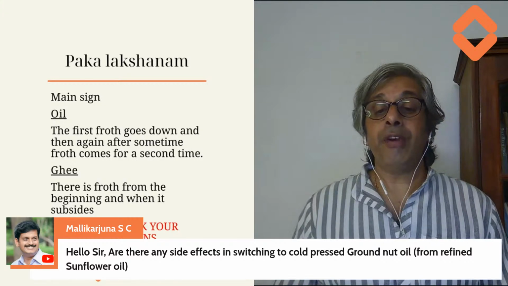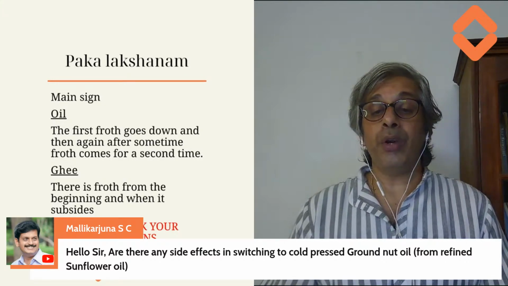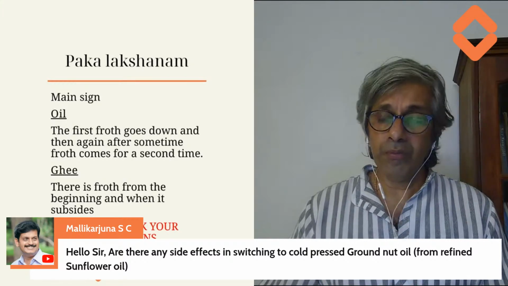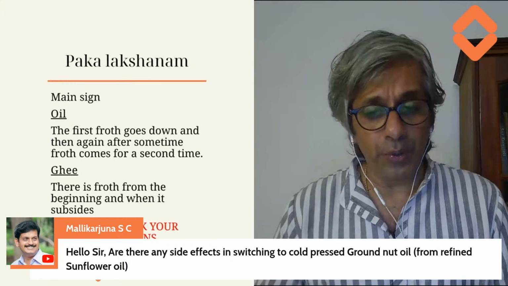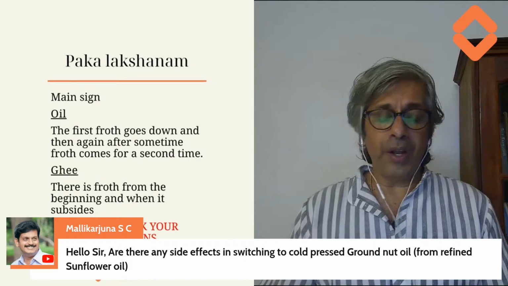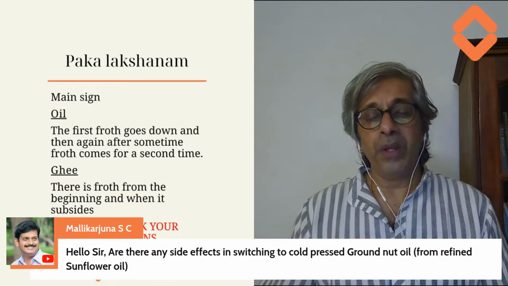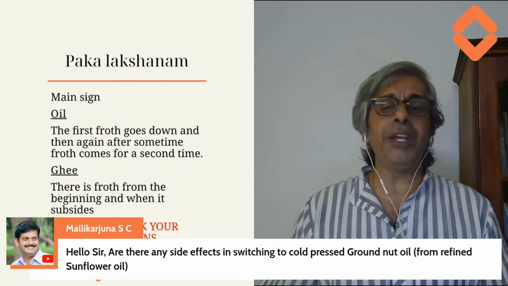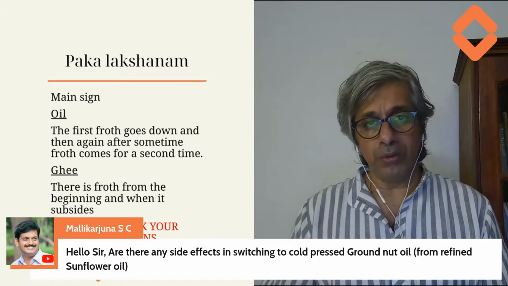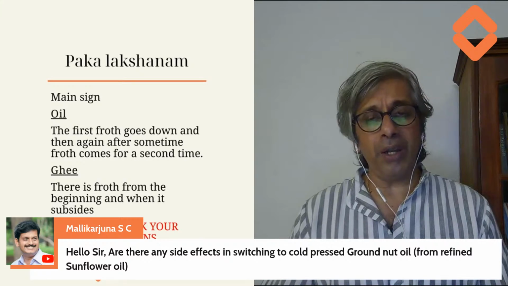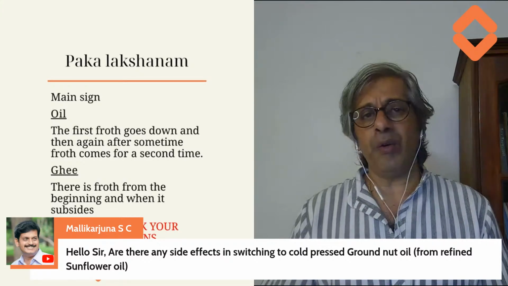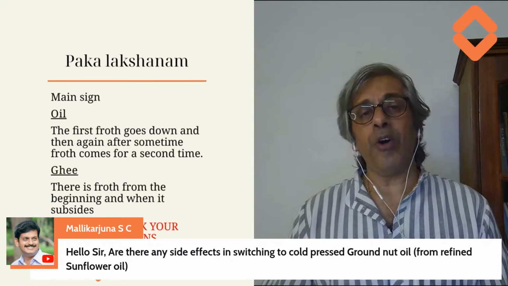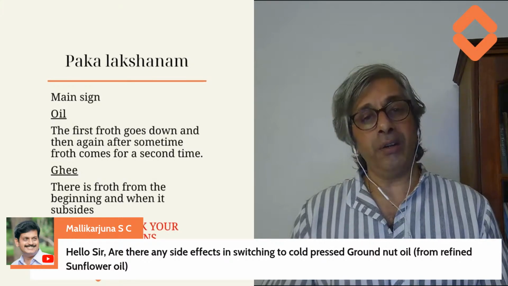Are there any side effects in switching to cold pressed groundnut oil? Mallikarjun, it is very important for you to understand: are you used to taking cold pressed groundnut oil, or are you used to taking groundnut oil? Your native palli nune, they call it in Telugu. If you are used to taking groundnut oil at home, then there is no harm in taking cold pressed groundnut oil. Cold pressed groundnut oil is much better than the normally refined groundnut oil.